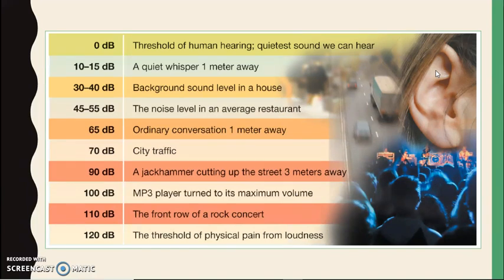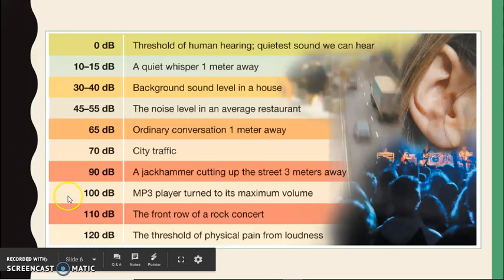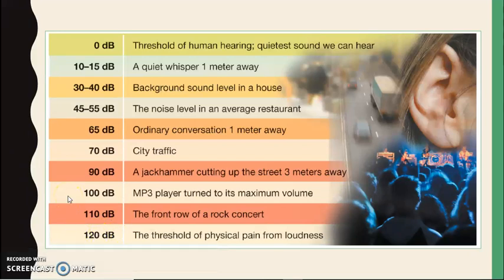And here we've got just some more. You can pause it if you want to and look at all these different decibels, and it just gives you some examples of how loud things are. But I want to focus on this last one down here at the bottom, 120 decibels. That's the threshold of physical pain.